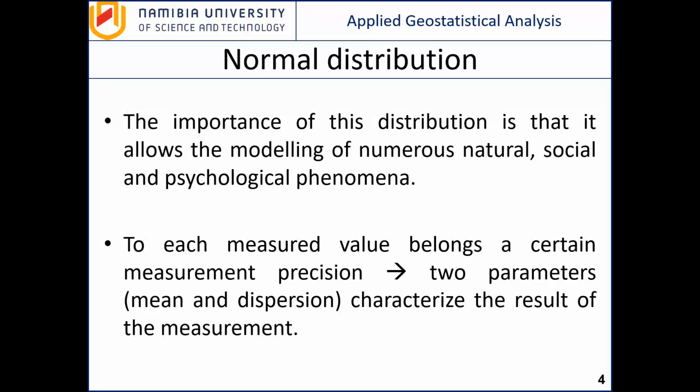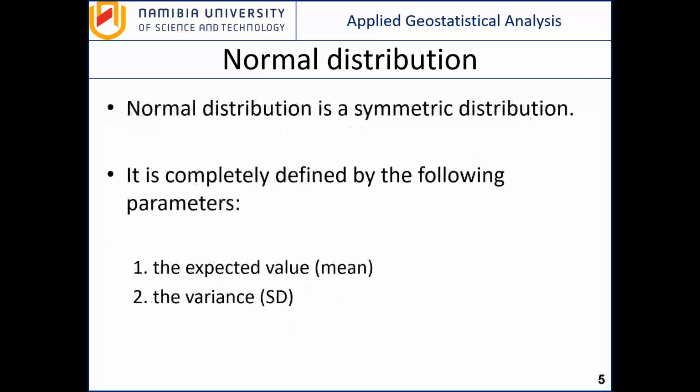And each population, remember from the last unit, can be described using the mean and the standard deviation or the variance. And this is also how you study the normal distribution. So a normal distribution is a symmetric distribution. So it's not a skewed distribution, it's symmetric. It's completely defined by the following parameters, as I said before, the mean and the variance or the standard deviation.